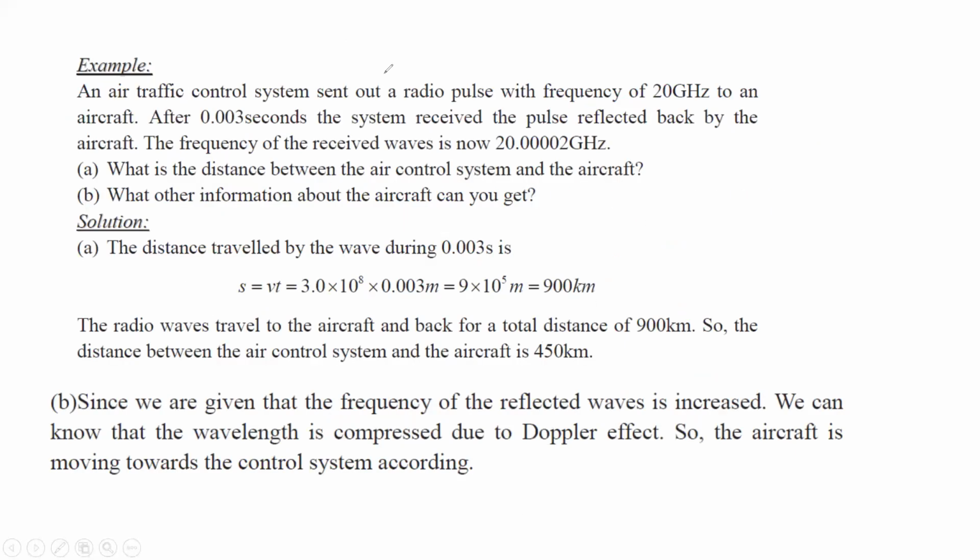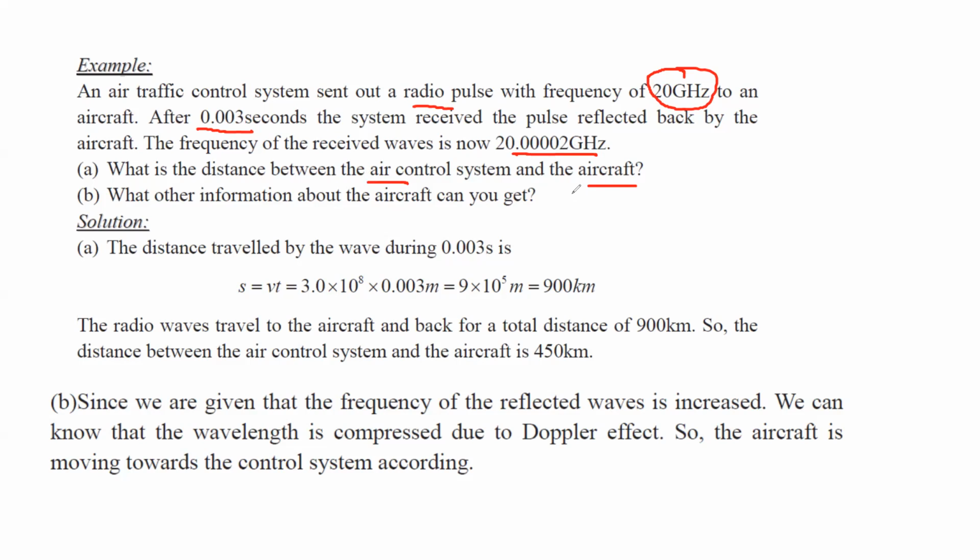So this is an example question. An air traffic controller, or ATC, sent out a radio pulse with a frequency of 20 gigahertz to an aircraft. After 0.003 seconds, the system received the pulse reflected back. The frequency we receive now is 20.00002 gigahertz. What is the distance between the air traffic controller system and the aircraft, and what information about the aircraft can you get? So what is the distance?